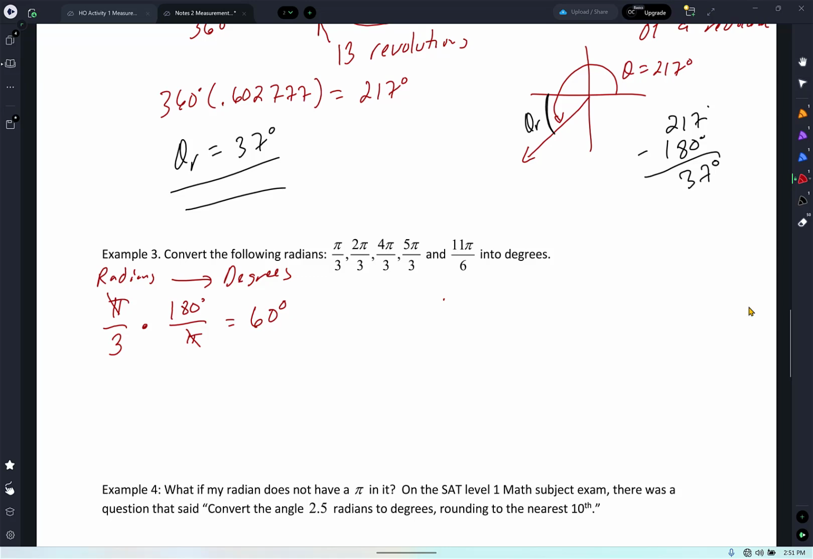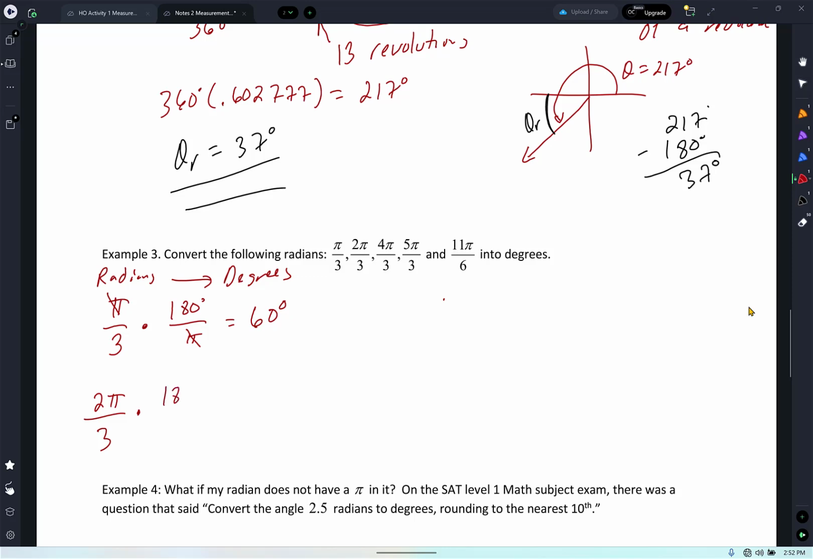Do you guys see how we did it? We're going to do a whole bunch. 2 pi over 3. Well, let's be smart. You don't even need to multiply by 180 over pi. Pi over 3, you just told me, is 60 degrees. So if I go pi over 3 plus pi over 3, isn't that 2 pi over 3? Then I can just go 60 plus 60, right? And what's 60 plus 60? If you just use logic, you'll get it right every time.